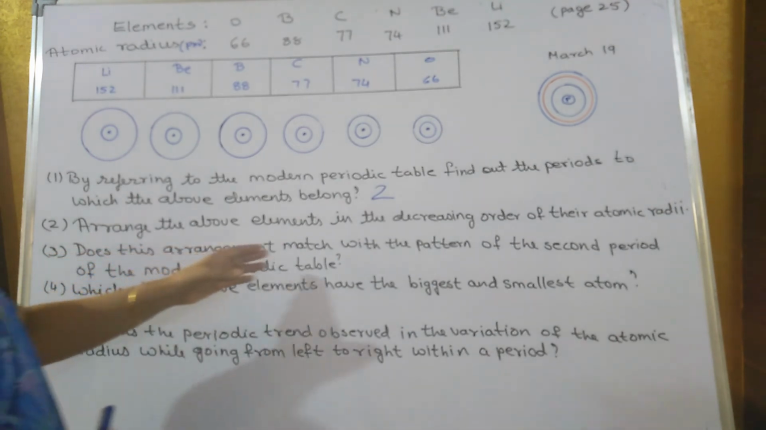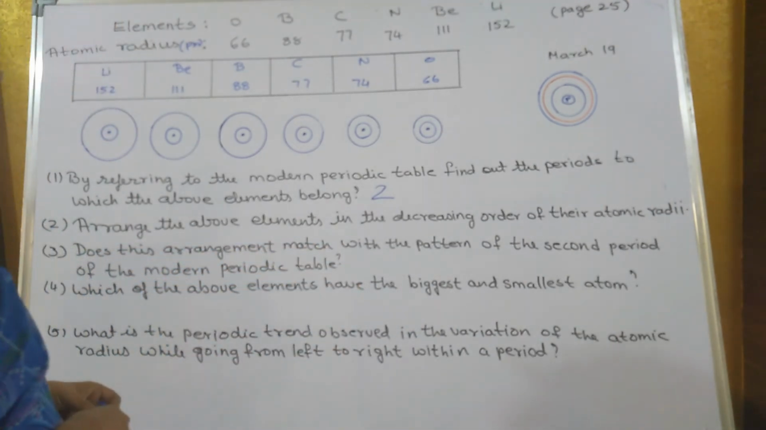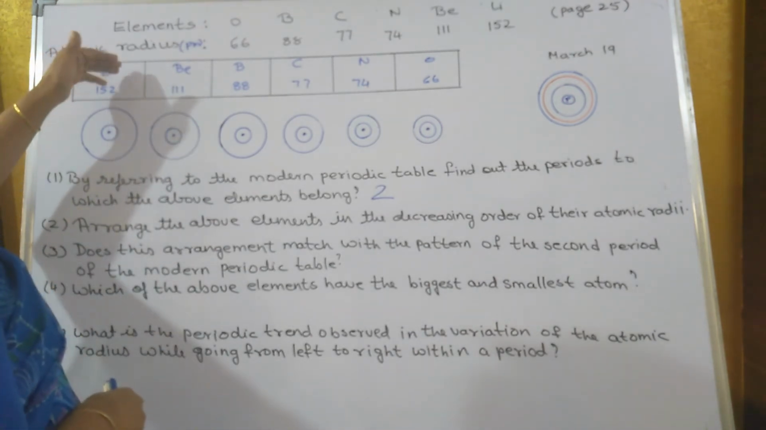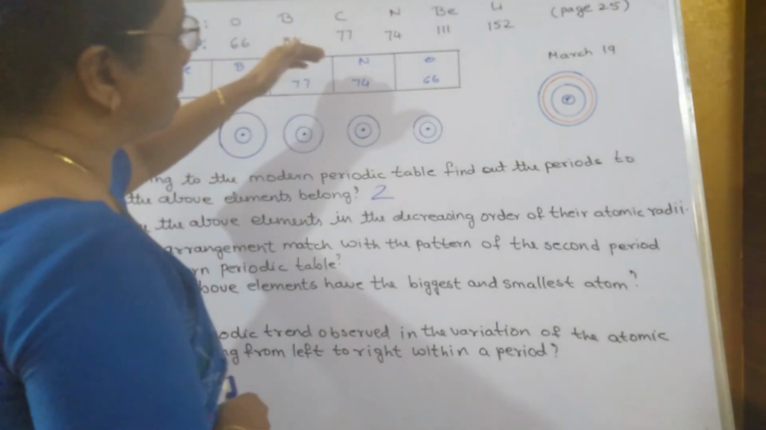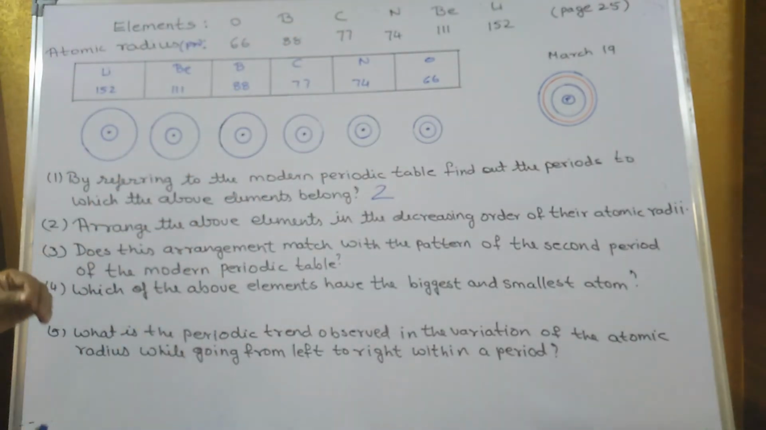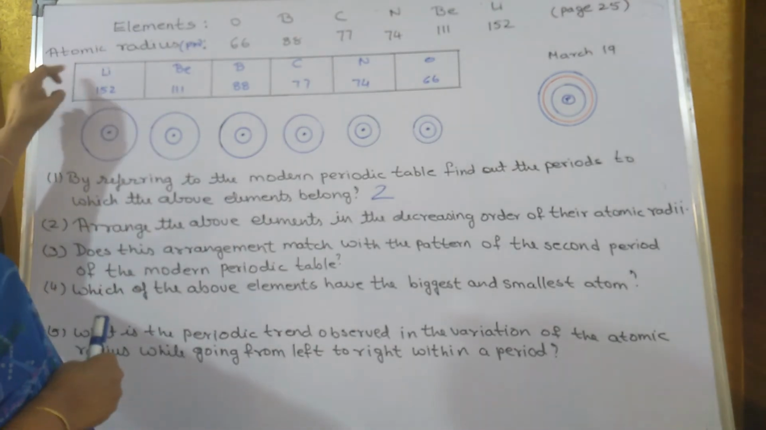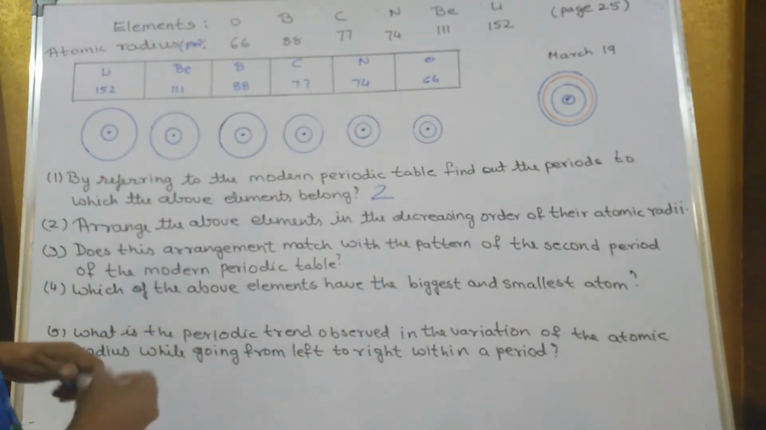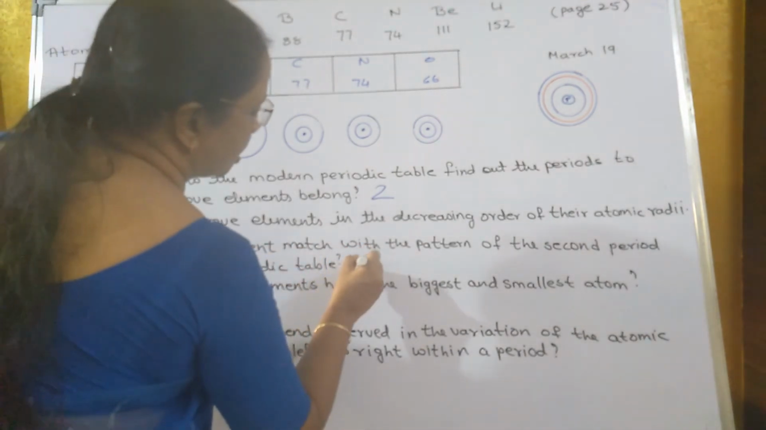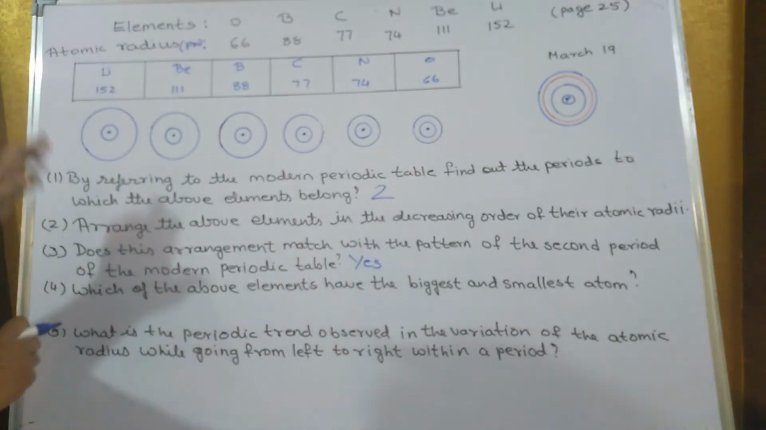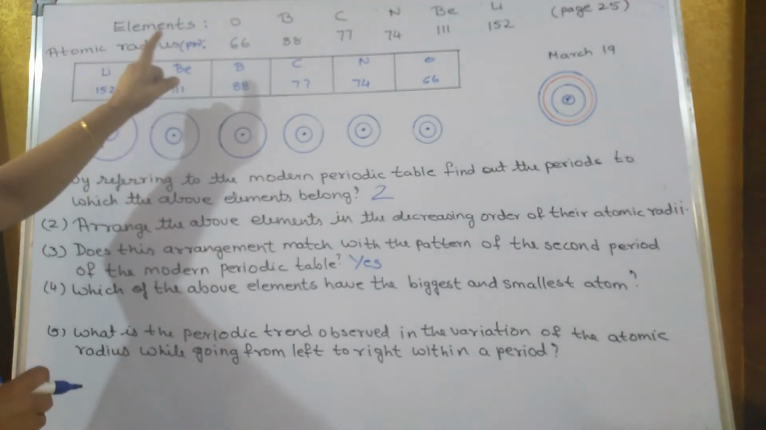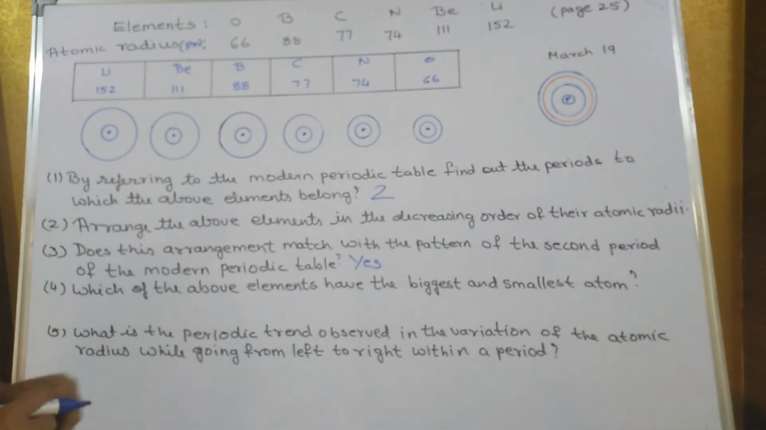Does this arrangement match with the pattern of the second period of the modern periodic table? तो ये अरेंजमेंट जो मैंने पहले लिथियम लिखा है, फिर बेरिलियम, बोरॉन, कार्बन, नाइट्रोजन और ऑक्सीजन, क्या इसी तरीके से वो मॉडर्न पीरियोडिक टेबल में पीरियड 2 में दिखाई देता है? तो देखेगा तो पीरियड 2 में फर्स्ट लिथियम ही आता है, उसके बाद बेरिलियम, उसके बाद बोरॉन, उसके बाद कार्बन। तो does it come in this arrangement? Yes, it does come in this arrangement only. So if you see the modern periodic table, the arrangement of all these elements is this way only. The first is lithium, beryllium, then boron, then carbon, then nitrogen and oxygen in period 2.